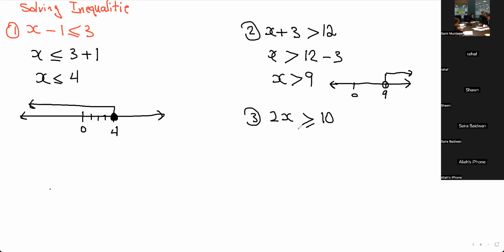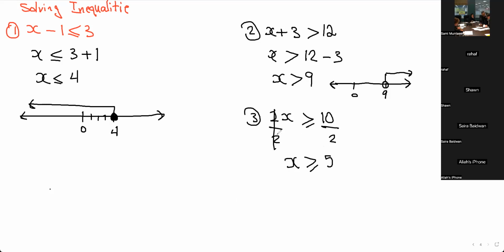Here, this is treat it as if it was an equal sign. So if we have 2x equals 10, usually what we do, we divide both sides by 2. And therefore these cancel, and I get x is greater than or equal to 5.